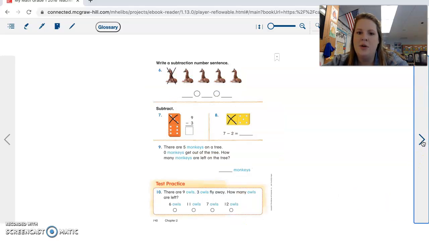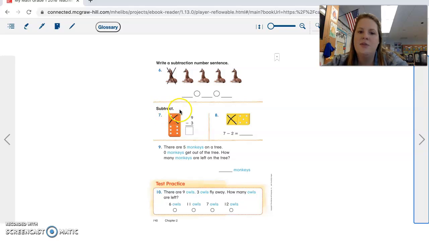Flip over your paper. It says write a subtraction number sentence. So you're going to count how many giraffes are here, all of them. Write that number right there. Write a minus sign. Write how many were taken away. Write equals, and then write how many giraffes are left. So how many do not have an X through them.